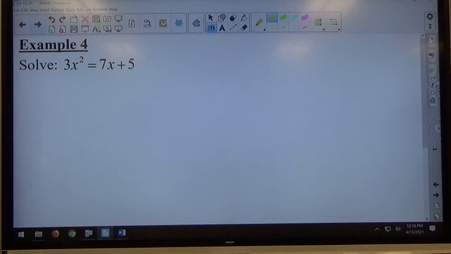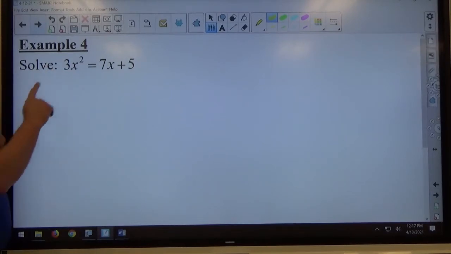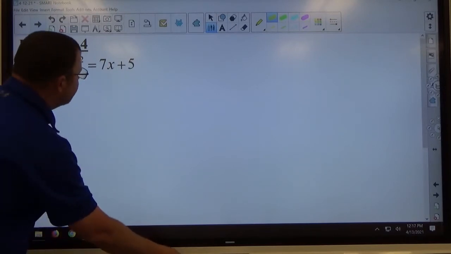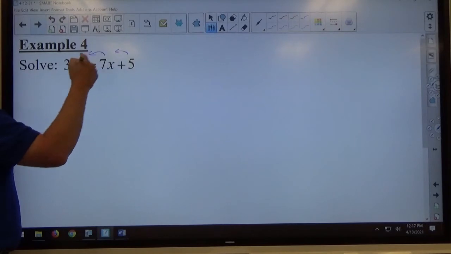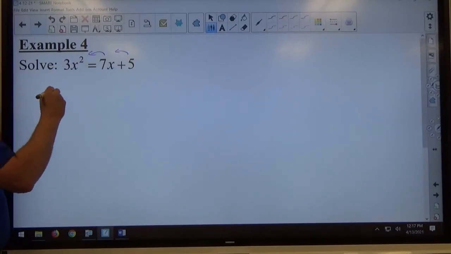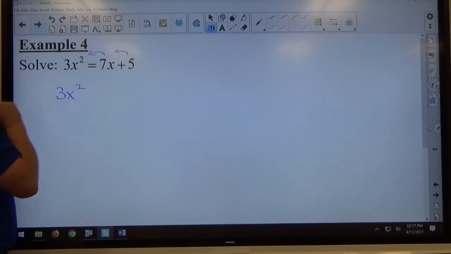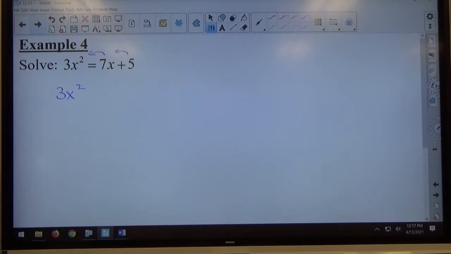All right, example 4, 3x squared equals 7x plus 5. So once again, I see a quadratic term, so it's a quadratic equation. I see there's a linear term, so the best technique is going to be the quadratic formula. I'm going to slide the 7x to the left and the 5 to the left because I like my quadratic term positive. So 3x squared is positive where it's at, so x squared is going to belong on the left-hand side. Everything belongs on the left.